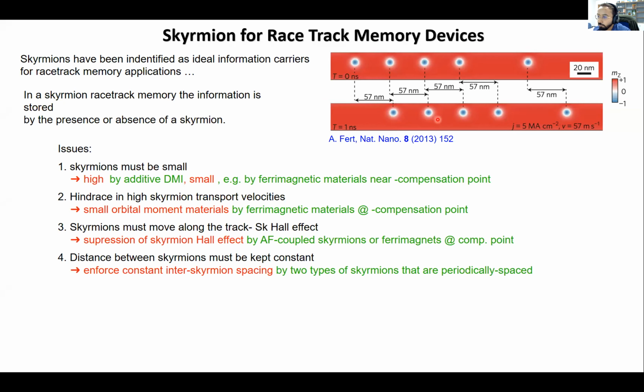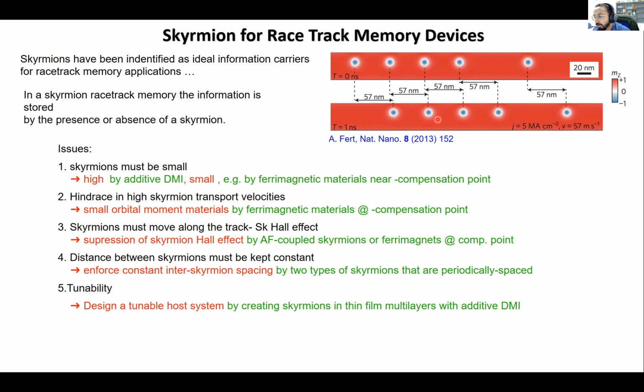And finally, the tunability. As I mentioned, most of the systems developed lack tunability, and therefore you cannot make a variety of devices, or you cannot tune it or tailor it to your requirements. So these are the issues, and as you can see, the proposed solutions are mentioned in green.